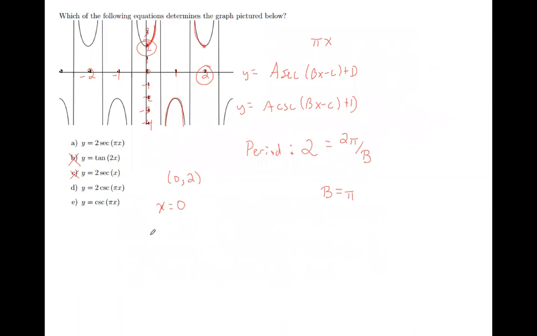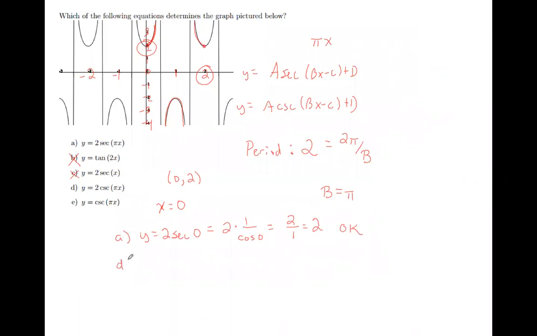Okay, so let's plug in x equals 0. We'll start with answer choice A. So y is going to be 2 times the secant of 0, which is 2 times 1 over the cosine of 0, which is 2 over 1, which is 2. Okay, so that one's okay. It's not necessarily the correct answer, but we cannot eliminate it.